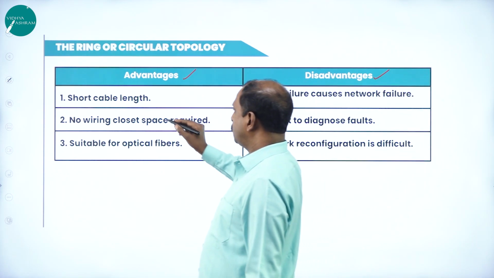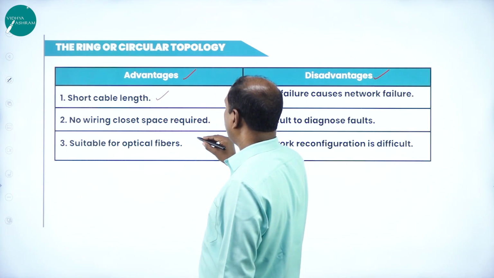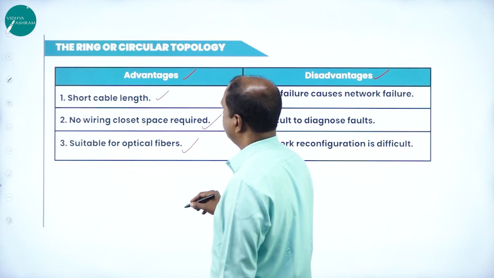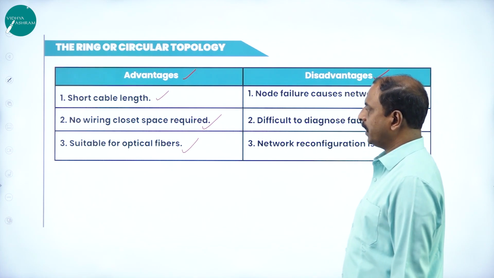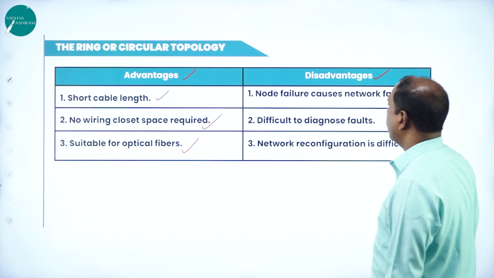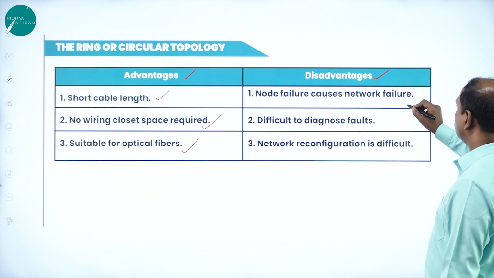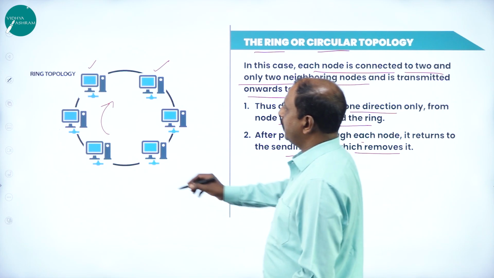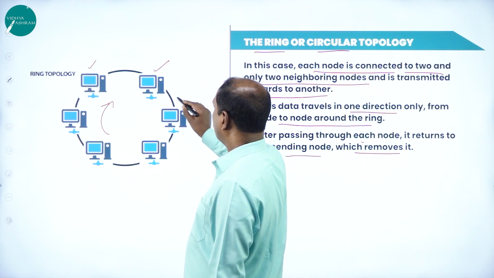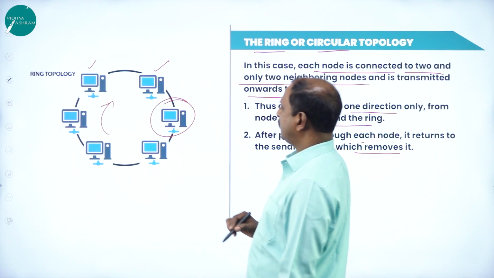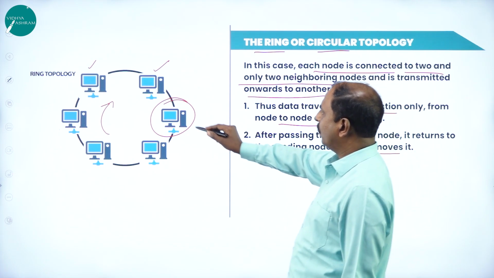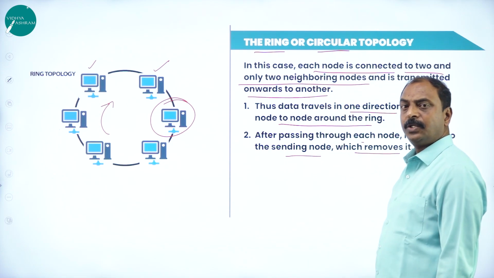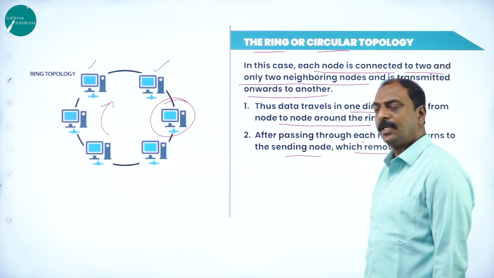In advantages: short cable length and no wiring, lower space required, and suitable for optical fibers or OFC. These are the advantages. The drawback is that node failure causes entire network failure. If you look at the diagram here, in the ring topology, if there is a problem with any one of the nodes, in this example this node, the whole network goes down, and the network cannot continue or data cannot be transmitted over the network.